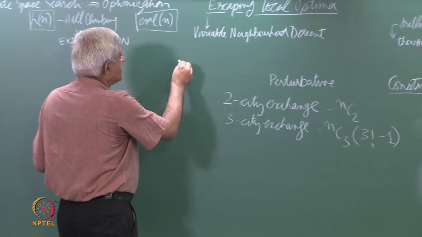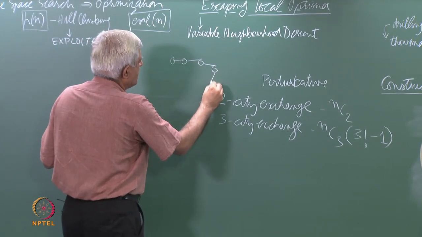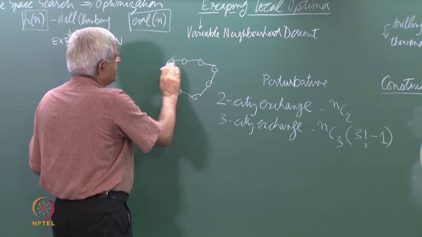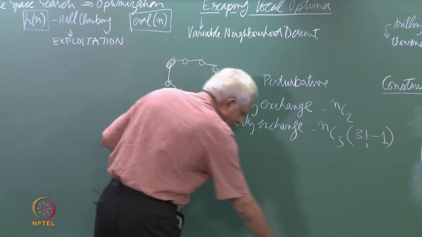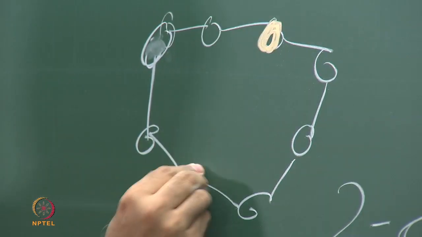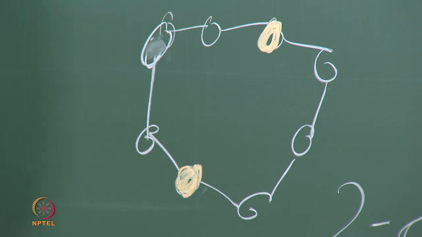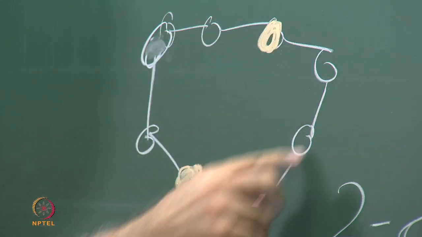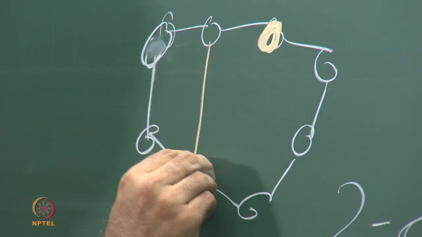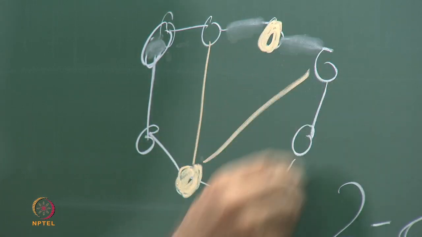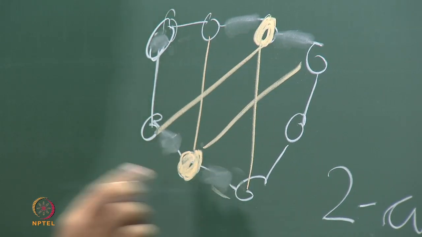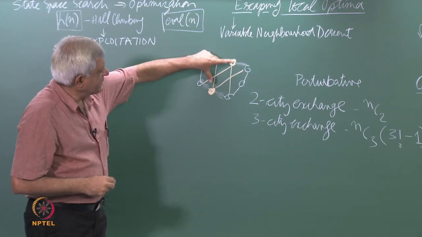So, what is this two city exchange doing? If I have a tour like this, then if I am going to exchange this one with this one, for example. Now, what it means is that I was going in this order, but now I am going to go, instead of this, I am going to come here, and from here I am going to go there. So, this will go away, then instead of coming here I will go like this.